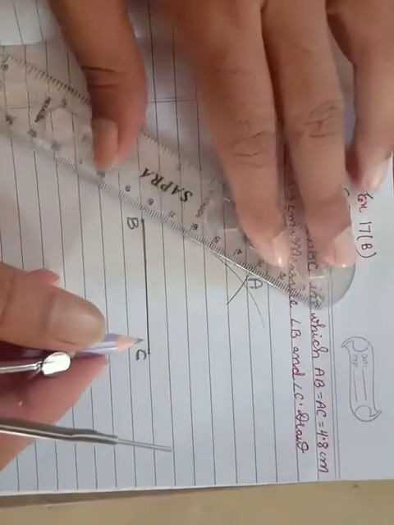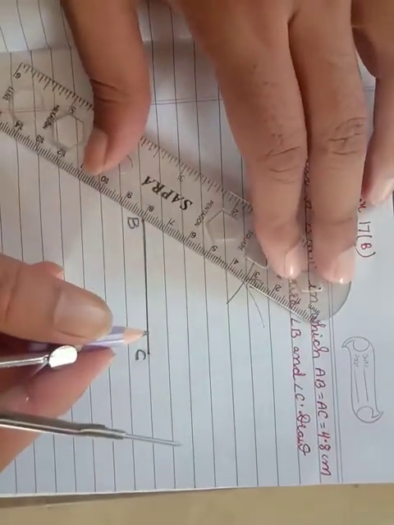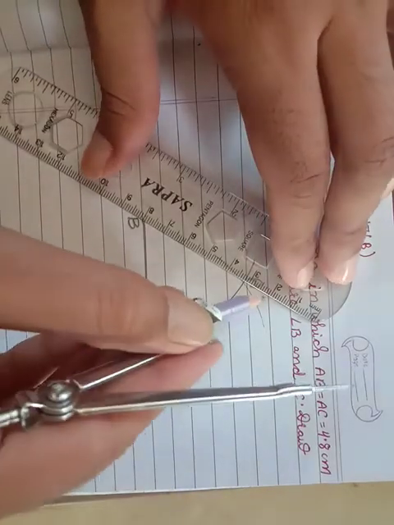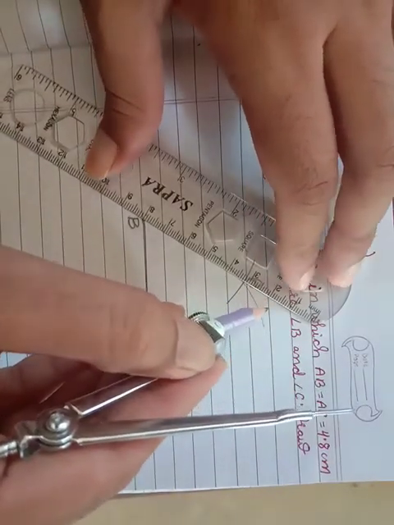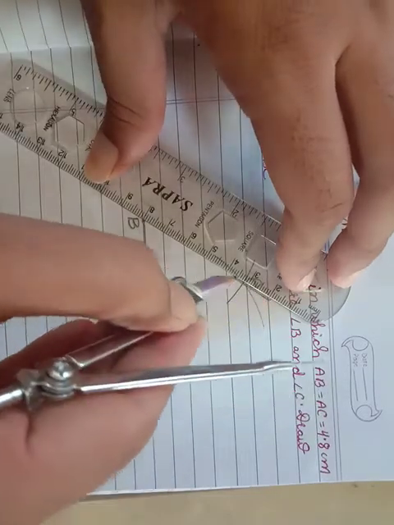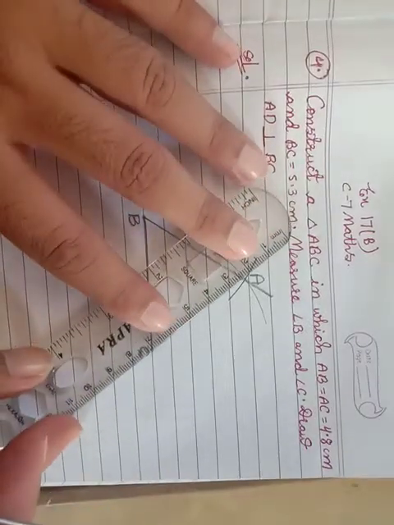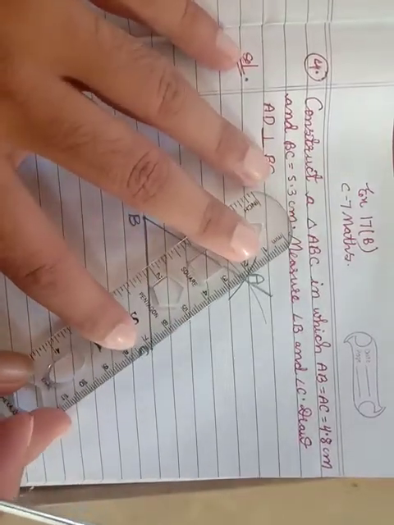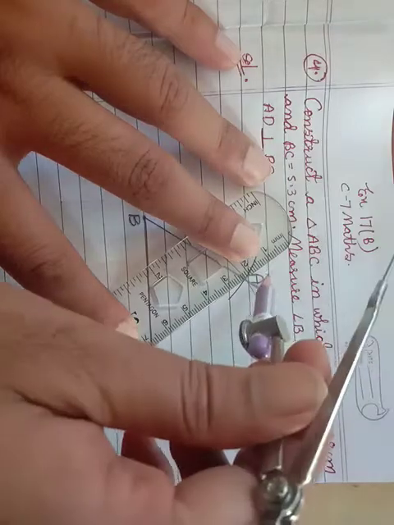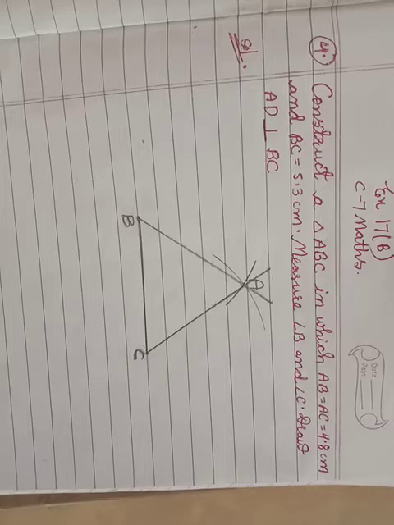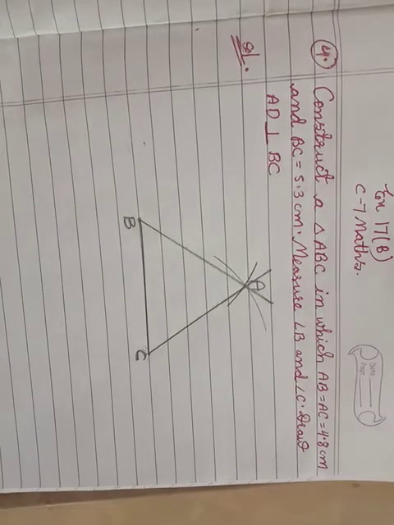After that students, we join A and B. And then after we join A and C. Okay students, now measure angle B and C and draw AD perpendicular on BC.